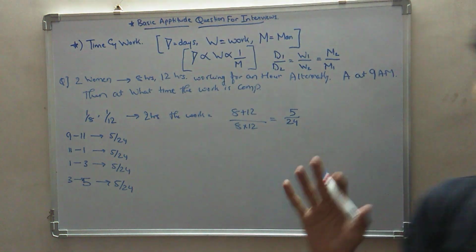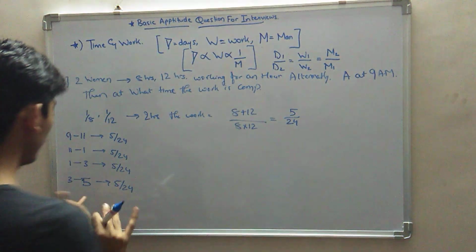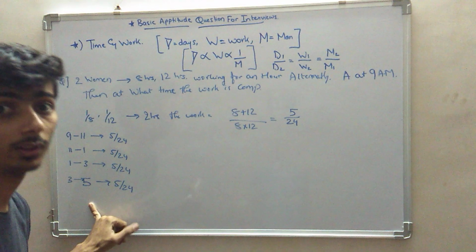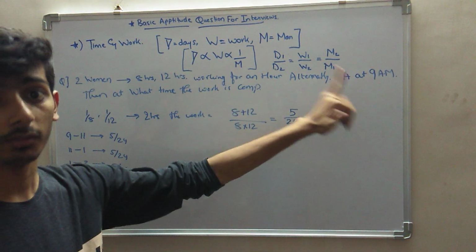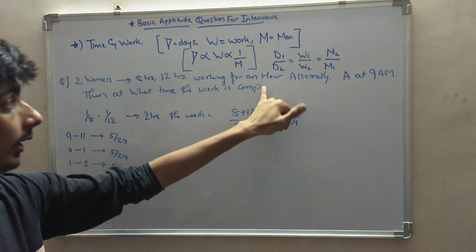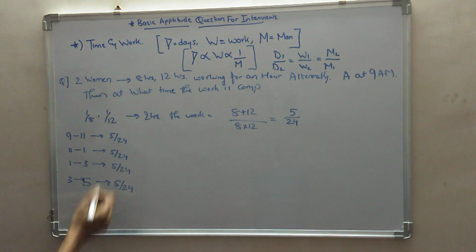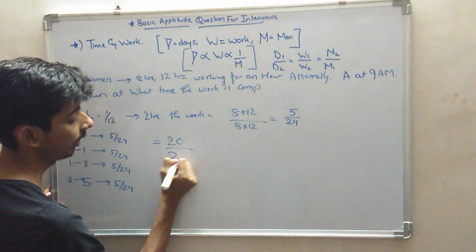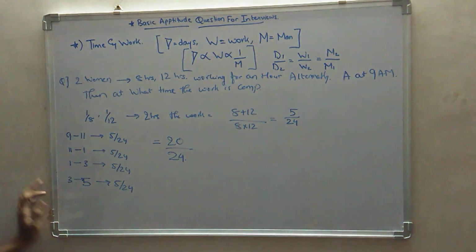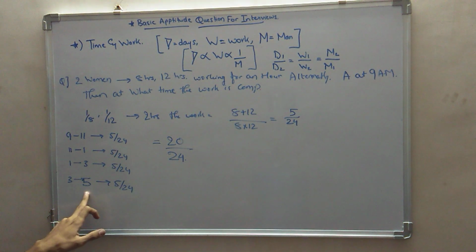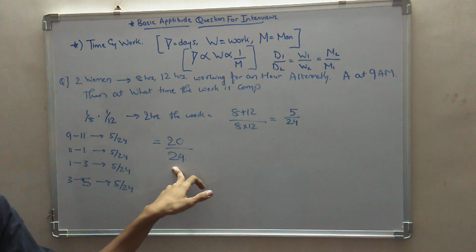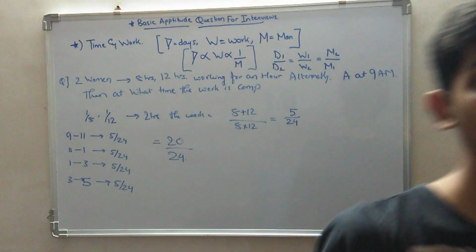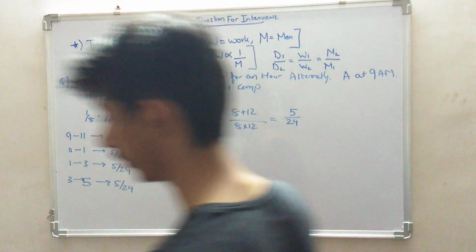But here 5 by 24 more is 25 by 24. Therefore you cannot say it is 7 o'clock p.m. You need to find the exact completion time. So after 5 o'clock, the work done is 20 by 24. Now A comes to work.